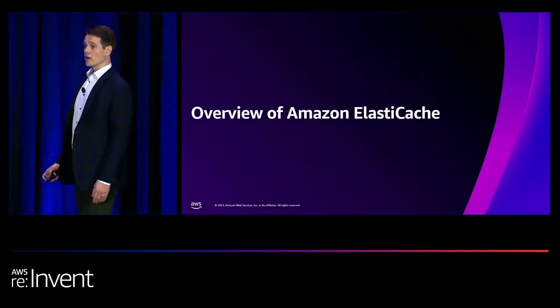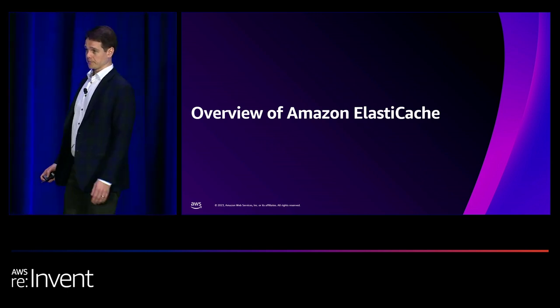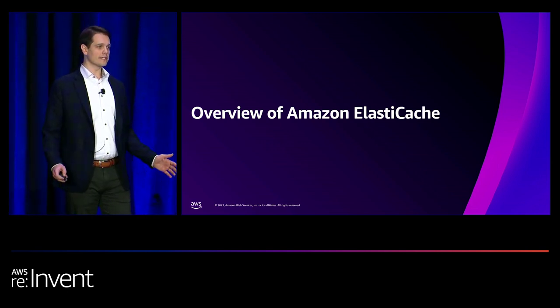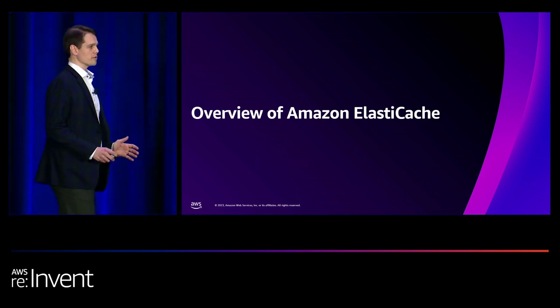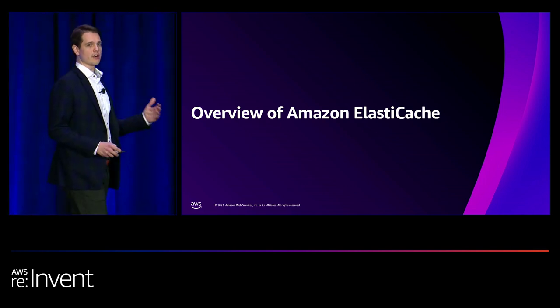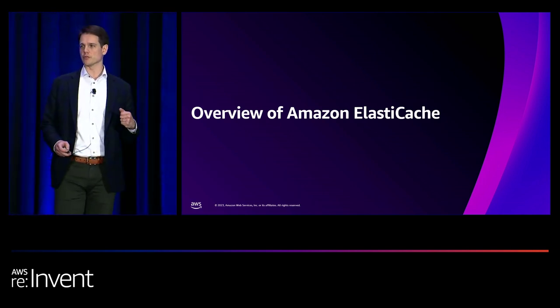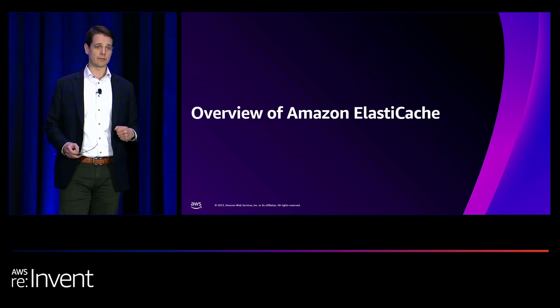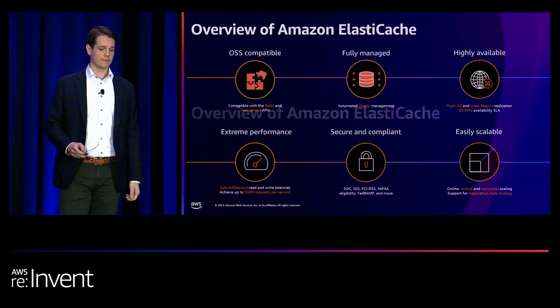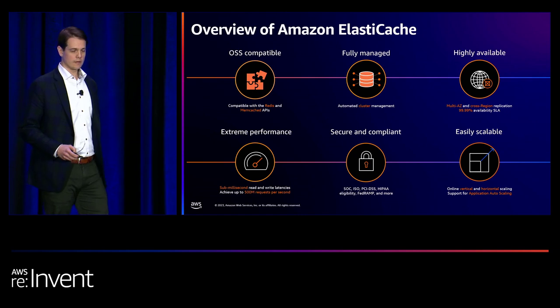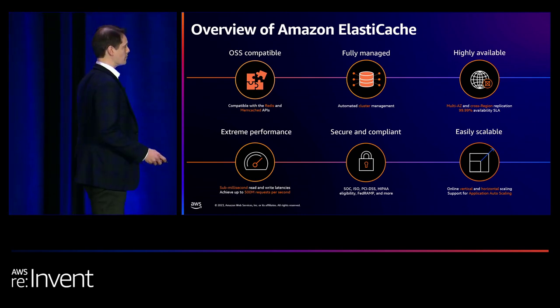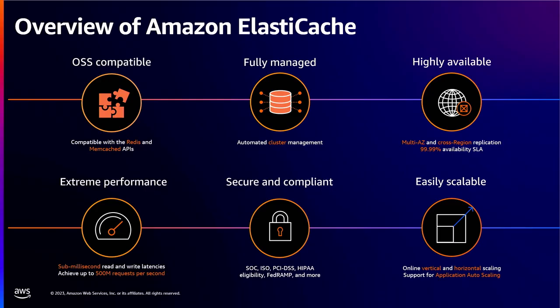So AWS launched ElastiCache back in 2011. And we've spent over a decade investing in providing customers with a fully managed experience, hardening these popular open source distributions for caching, Redis and Memcached. So ElastiCache is fully compatible with both Redis and Memcached. Today we support ElastiCache for Redis version 7, as well as ElastiCache for Memcached version 1.6.